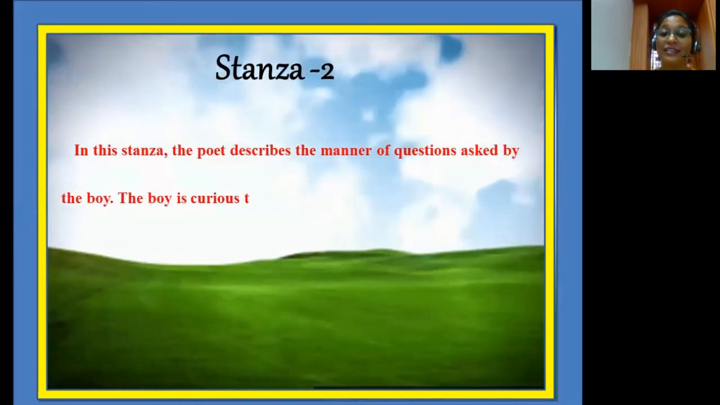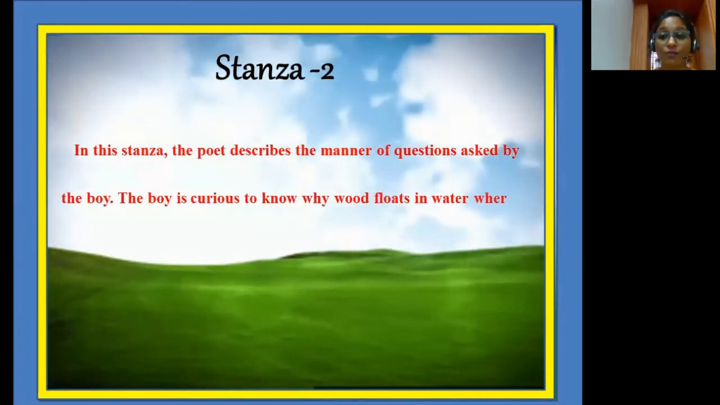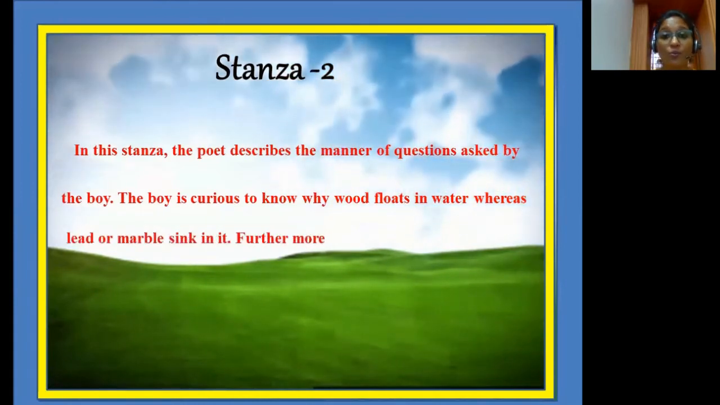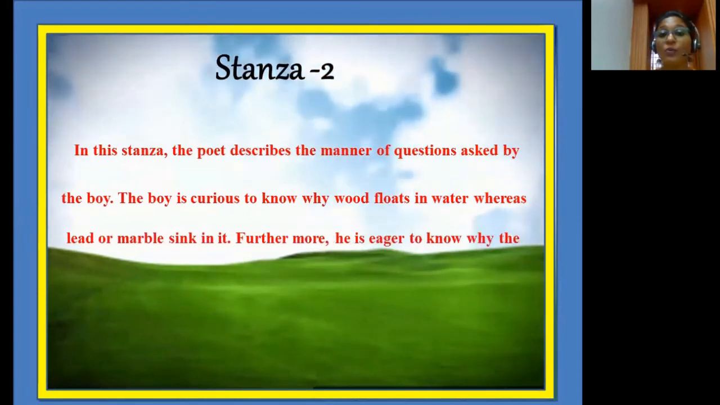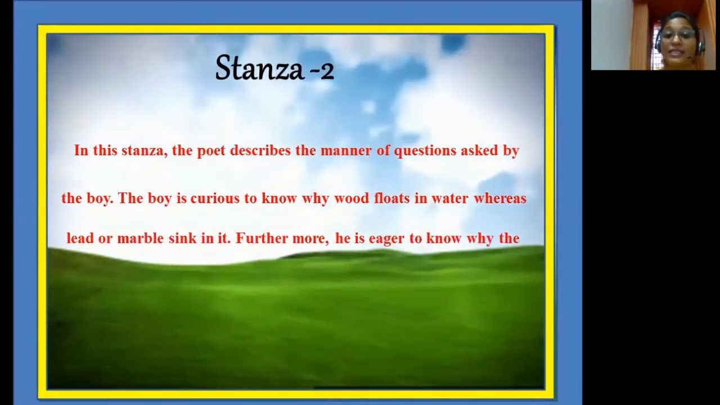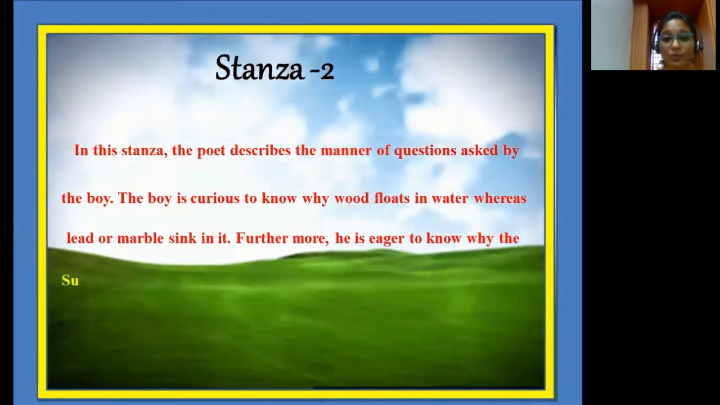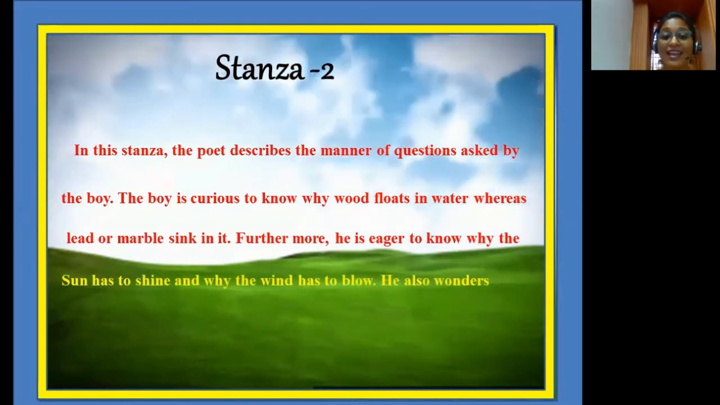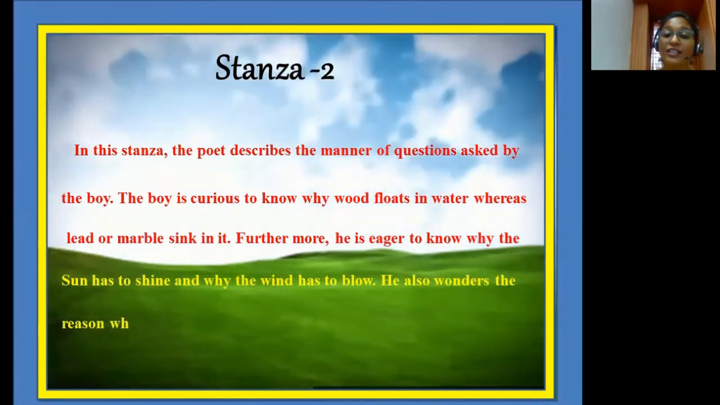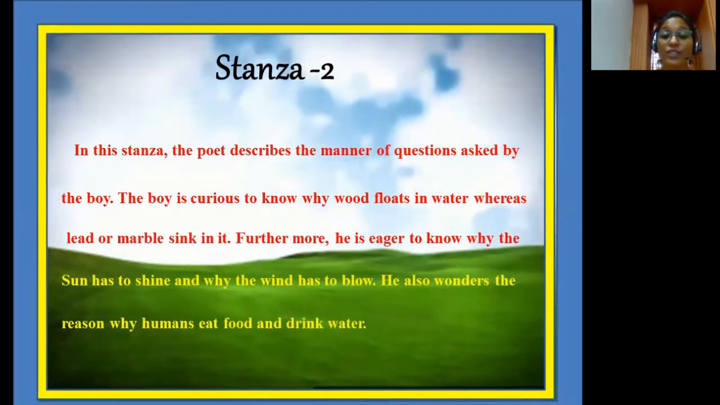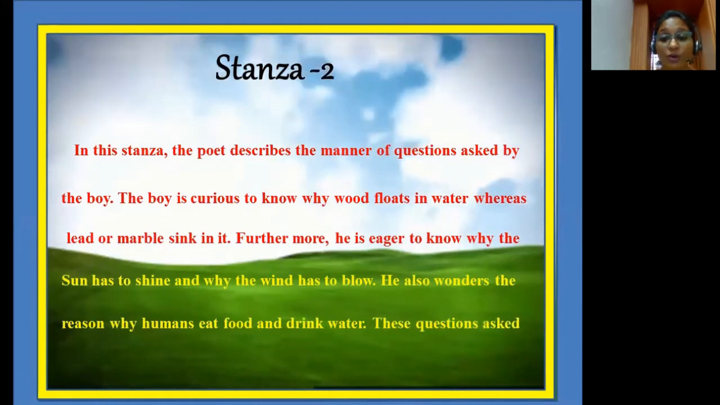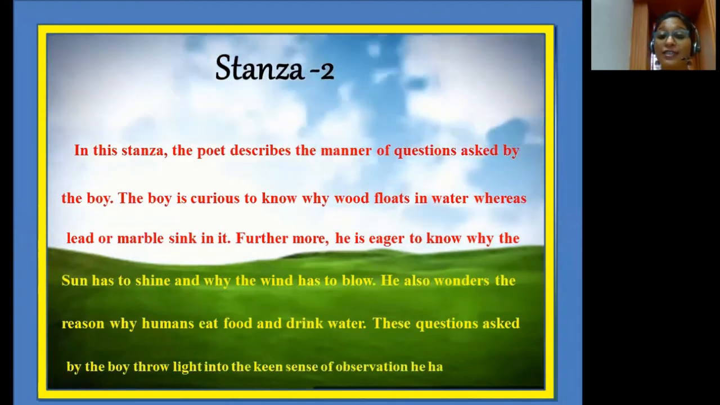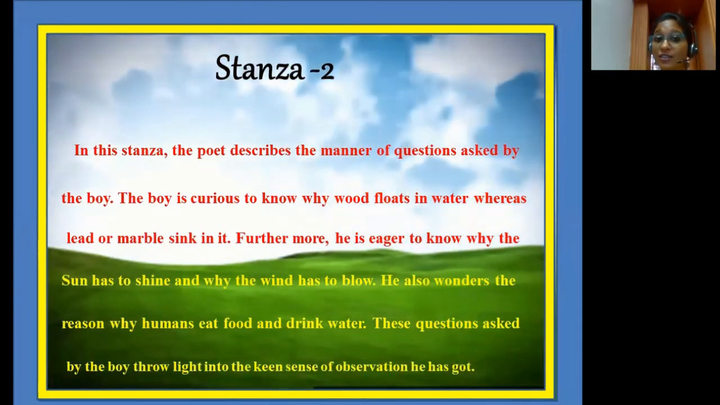In this stanza, the poet describes the types of questions asked by the boy. The boy is curious to know why wood floats in water whereas lead or marble sink in it. Furthermore, he is eager to know why the sun has to shine and why the wind has to blow. He also wonders the reason why humans eat food and drink water. These questions asked by the boy throw light into the keen sense of observation that the boy has got.